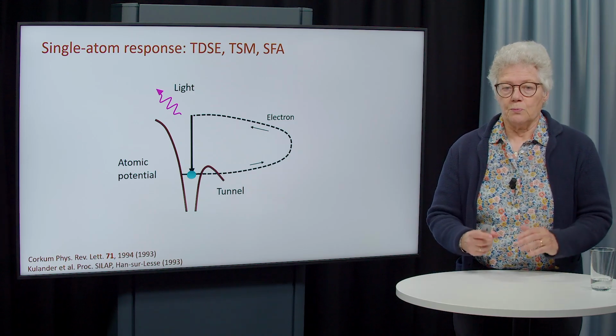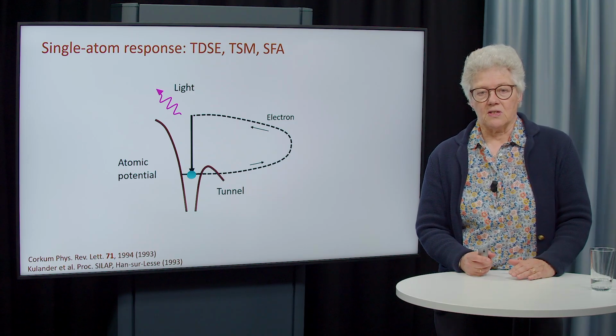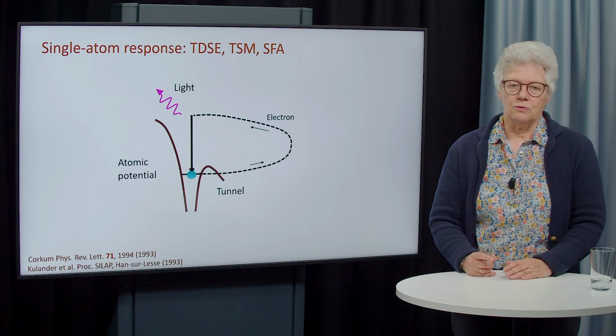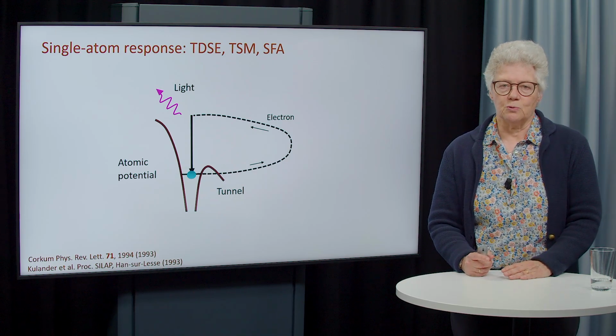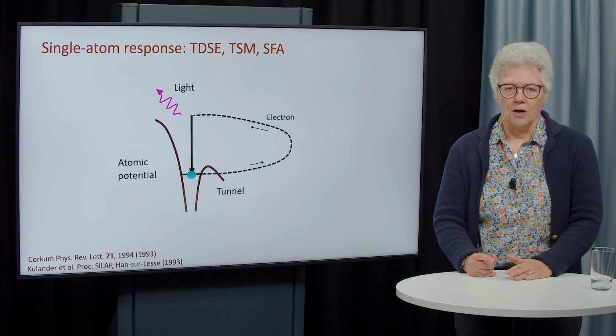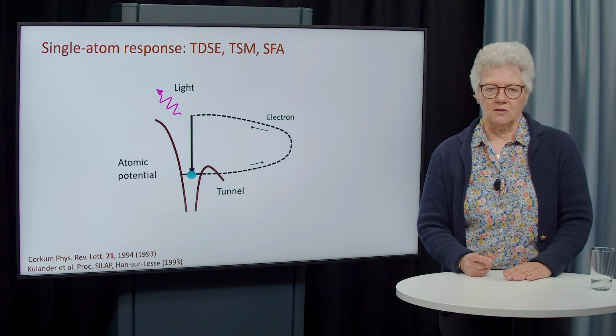There was a huge progress in understanding high-order harmonic generation in '93 due to a very nice intuitive model proposed by Paul Corkum and by Ken Kulander and co-workers, which is presented on this slide.